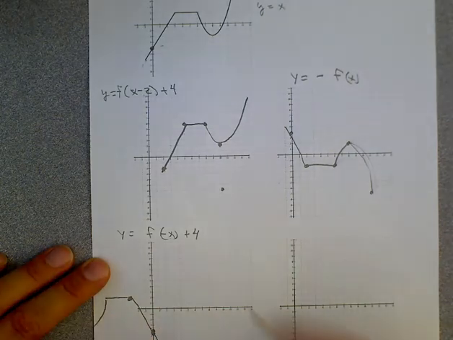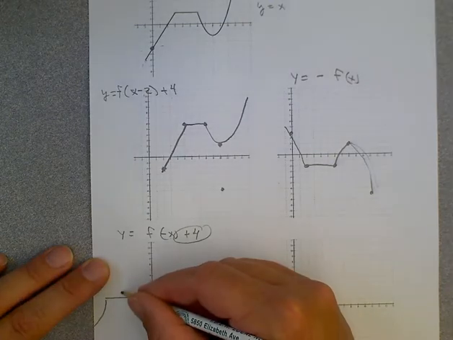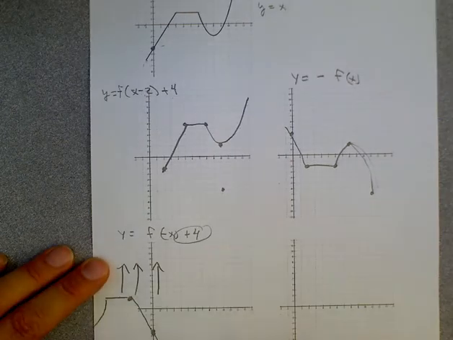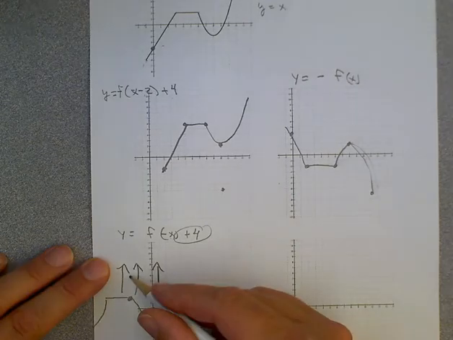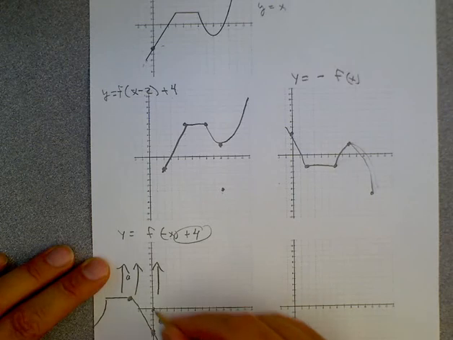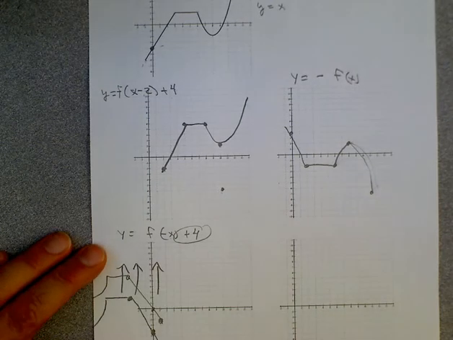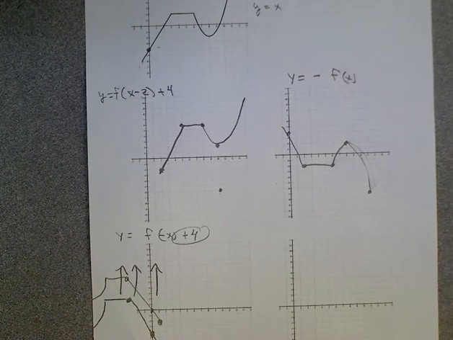Now, the plus 4, we'd have to take that thing and pick it up. Every single point would go up 4 spots. So my new graph, 1, 2, 3, 4, here, here, here, over the same amount, and then down. So that's what your practice will be over, is transformation functions. But I want you to practice just a little bit right now.